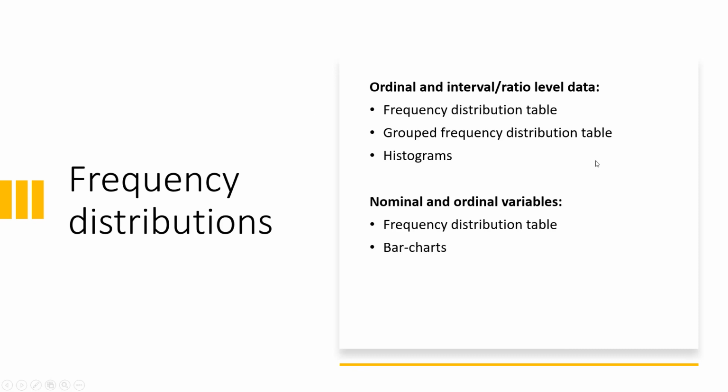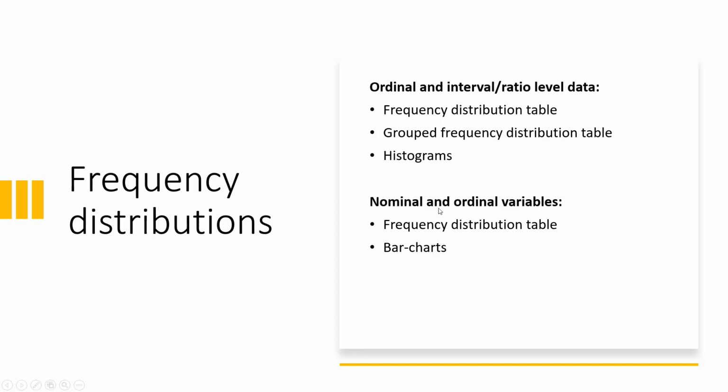So how do we use that information in terms of frequency distributions? A frequency distribution is simply the number of times a value is observed in your data. These can actually be very revealing and very useful. When we have ordinal, interval or ratio level data, we can use frequency distribution tables. We can use grouped frequency distribution tables, which we'll look at in a moment. And we can use histograms as a type of graph to visually look at our data.